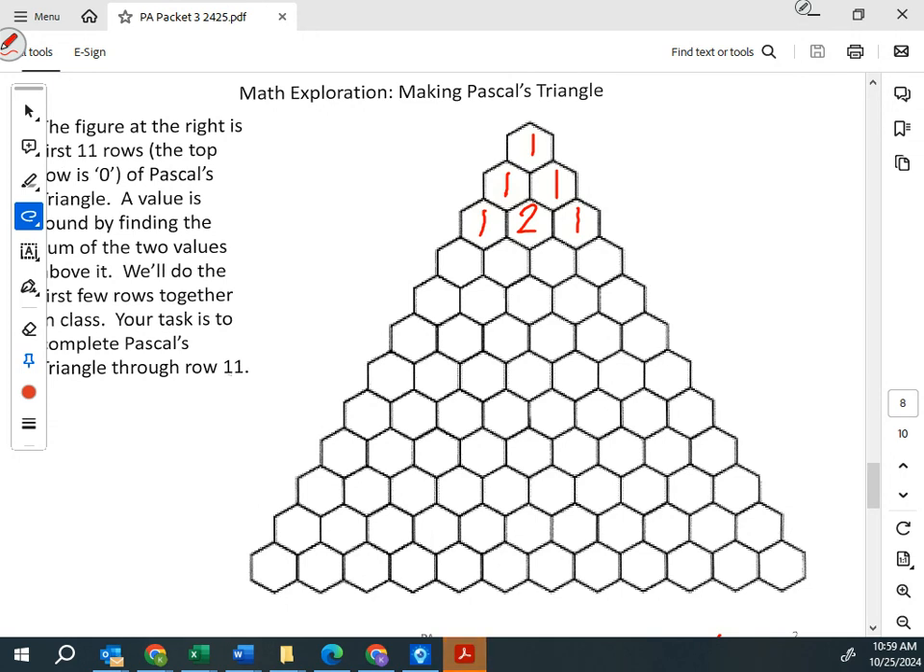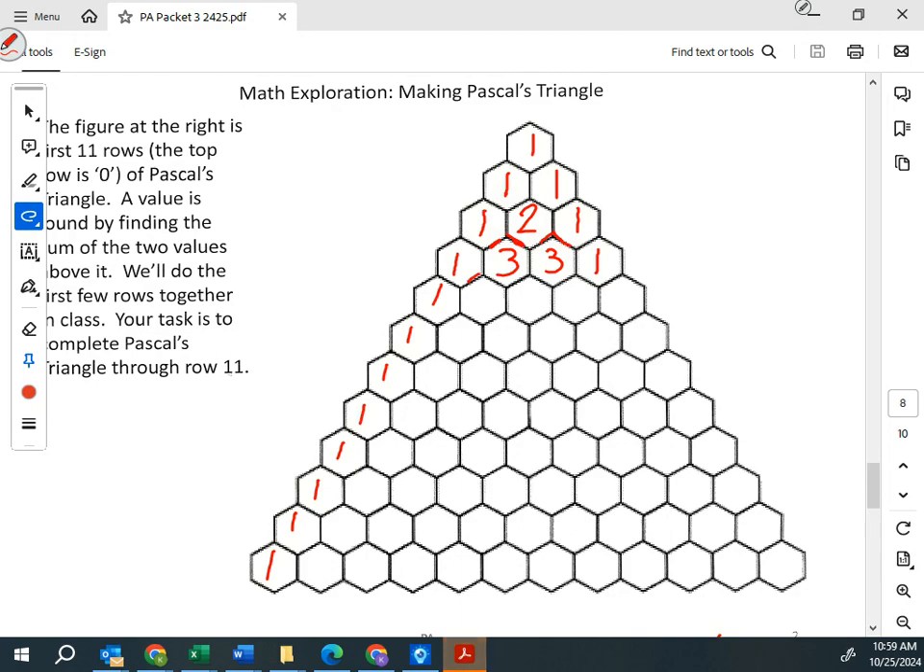Okay? What am I going to put here? 1. So what did I put over here? 1. What is this going to be? 3. What is this going to be? 3. See how we work this out? So you can just go in and fill in 1s all down that outside. Same thing on the right side.